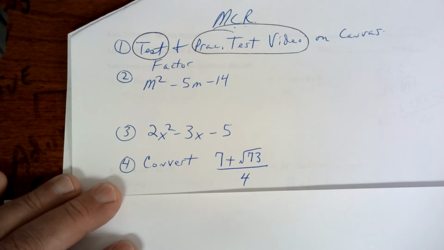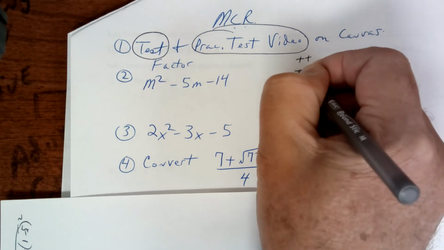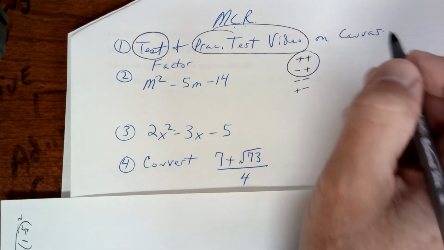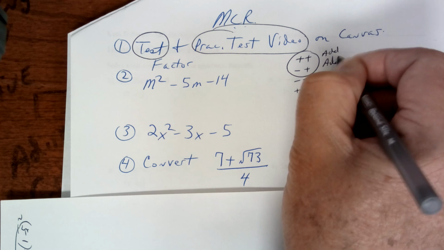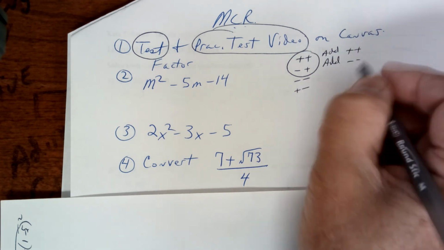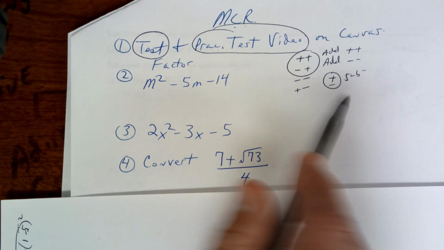It says factor here. Remember you had a chart. These two you're going to be adding. And this one is going to be 2 pluses, 2 minuses, plus and a minus, and these are subtract. So you have 2 minuses, you're going to be subtracting to get that.